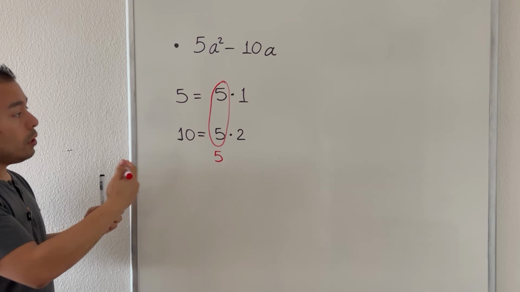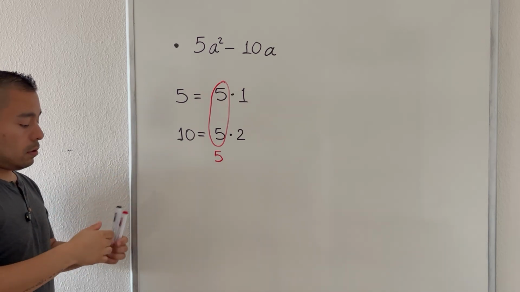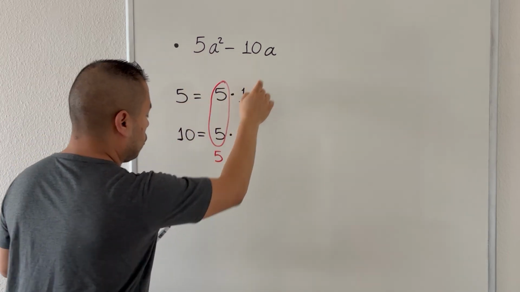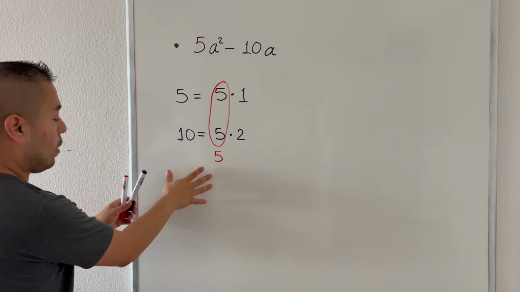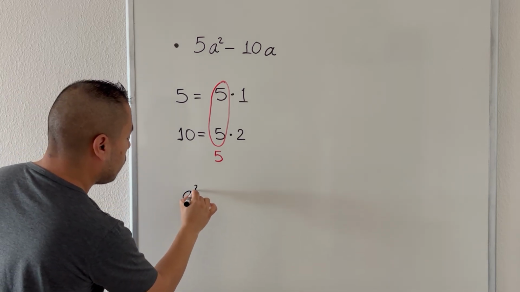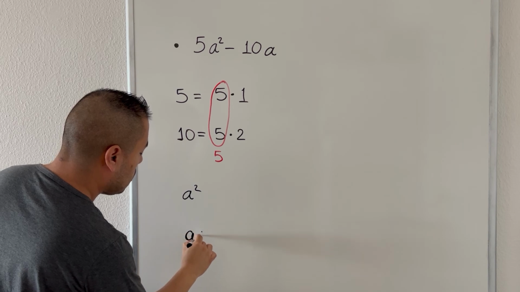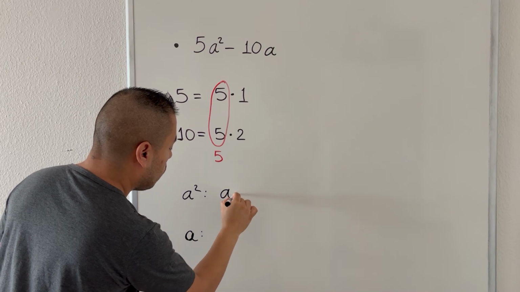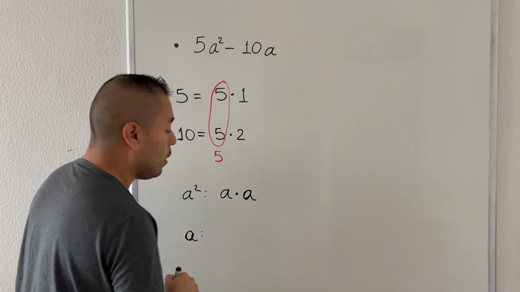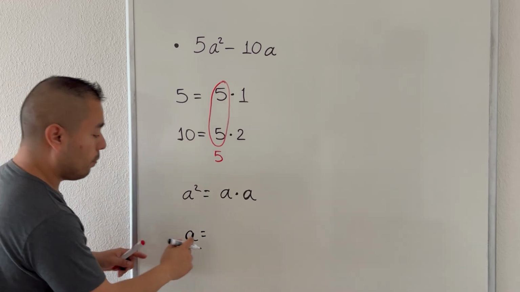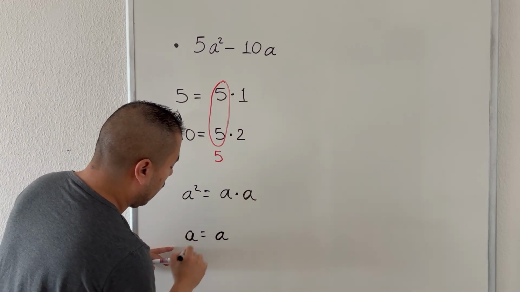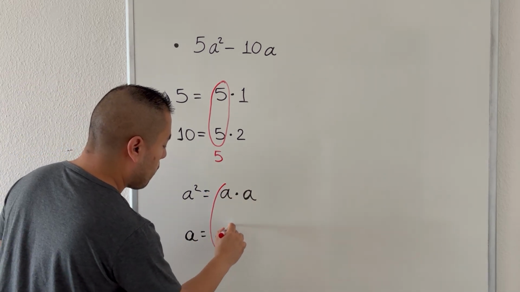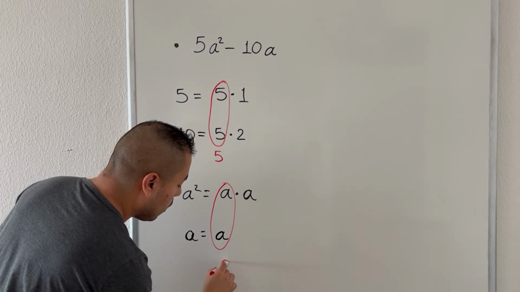After this, what we need to check now is the variables. In the variables, we have an a squared in the first term and an a in the second term. I will do exactly the same procedure that I did here. I will write a squared and a. It is the same procedure here. A squared can be represented by a multiplied by a, right? For the second example, we have a. In this case, it will be a, like this. And if you observe, we have a common factor here that is a. And this will be then a.